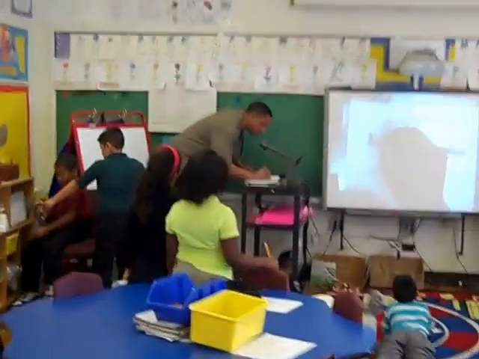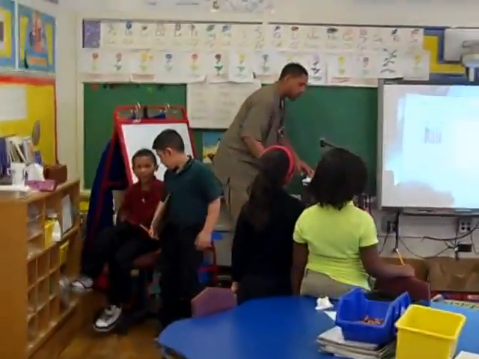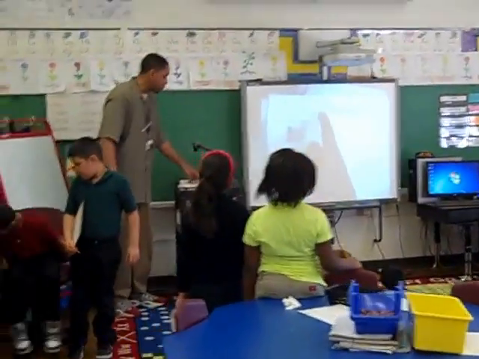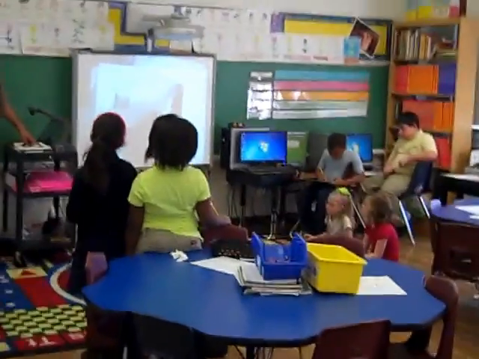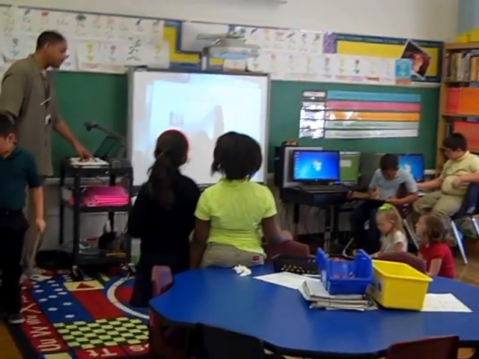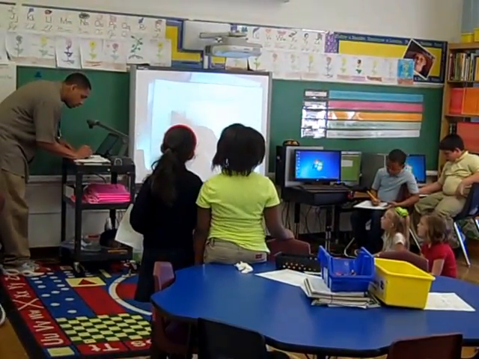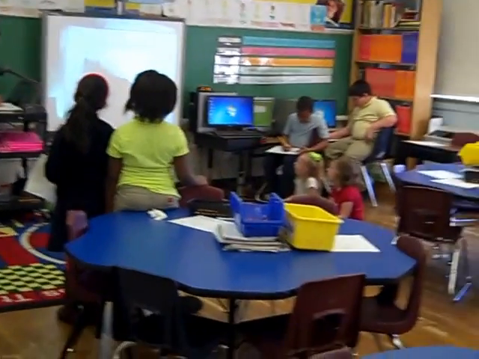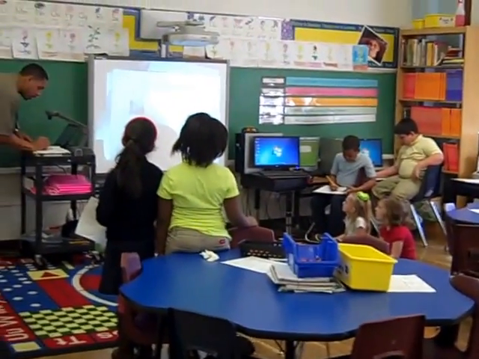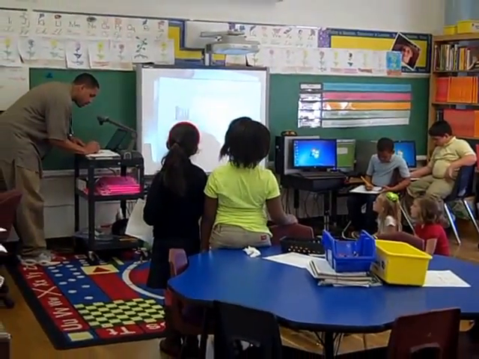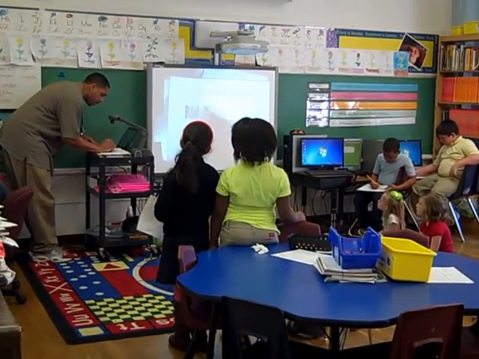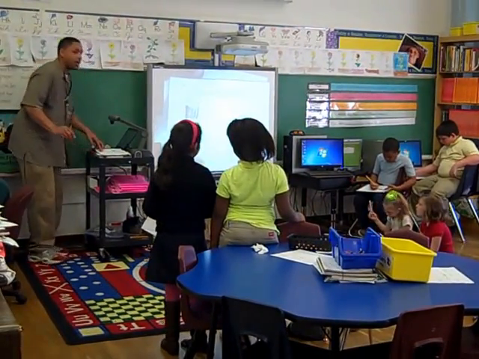So now I've done the first part of my learning target. I've drawn an array to represent my columns and rows. Now I need to count the total number of squares and write them down. So 1, 2, 3, 4, 5, 6, 7, 8, 9, 10, 11, 12, 13, 14, 15, 16, 17, 18, 19, 20. And I write 20 right there.